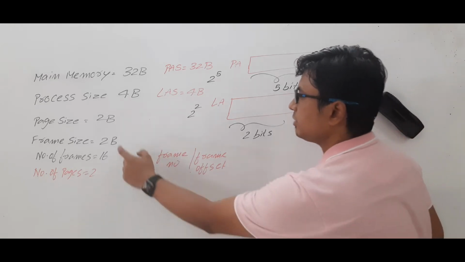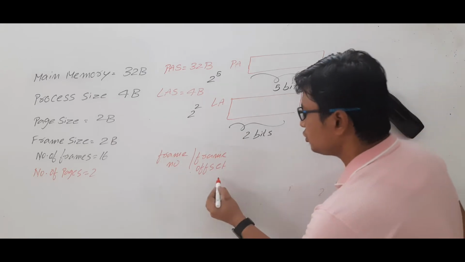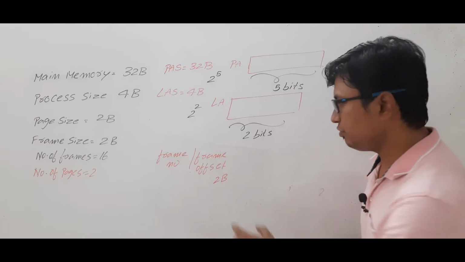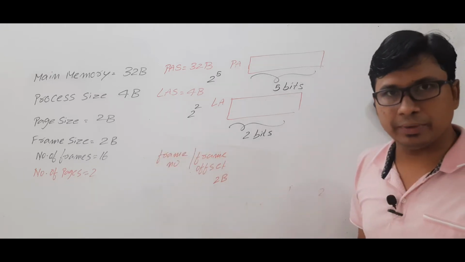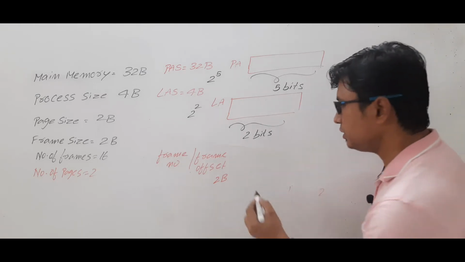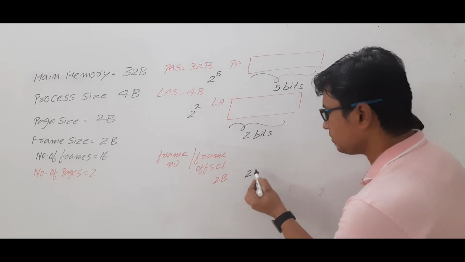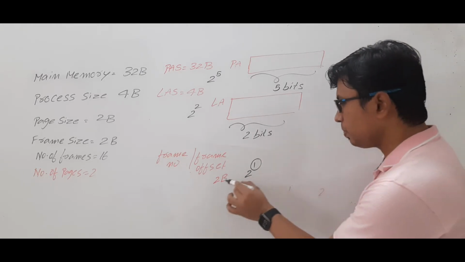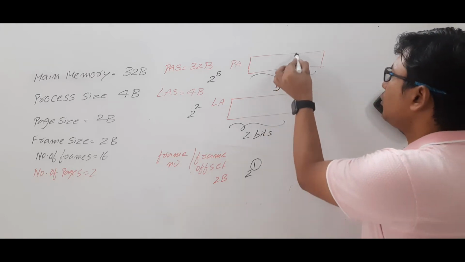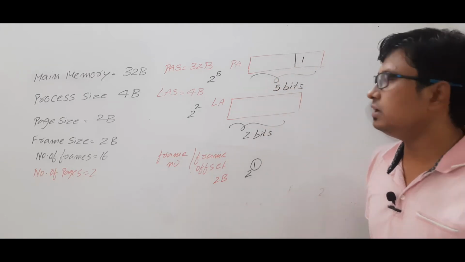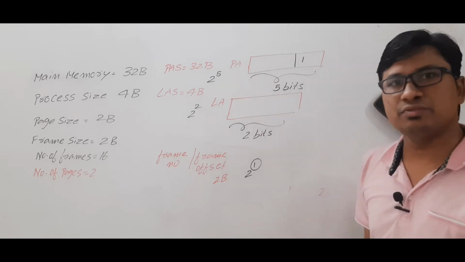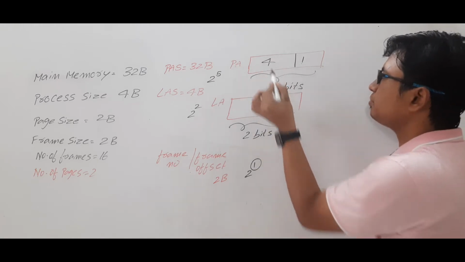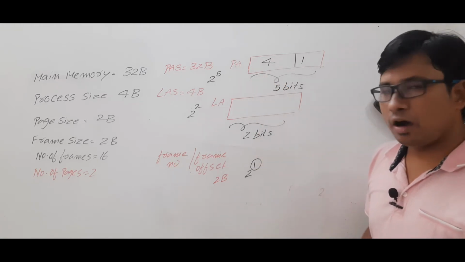Now if you look at the frame offset, the frame size is 2 bytes. As it is a byte addressable format, if you have a frame size of 2 bytes, then you need 1 bit to represent the frame offset, because 2 can be represented as 2 power 1. So 1 bit is for the frame offset. If total physical address size is 5 bits and your frame offset is 1 bit, then you will have 4 bits for the frame number. How can we get it?